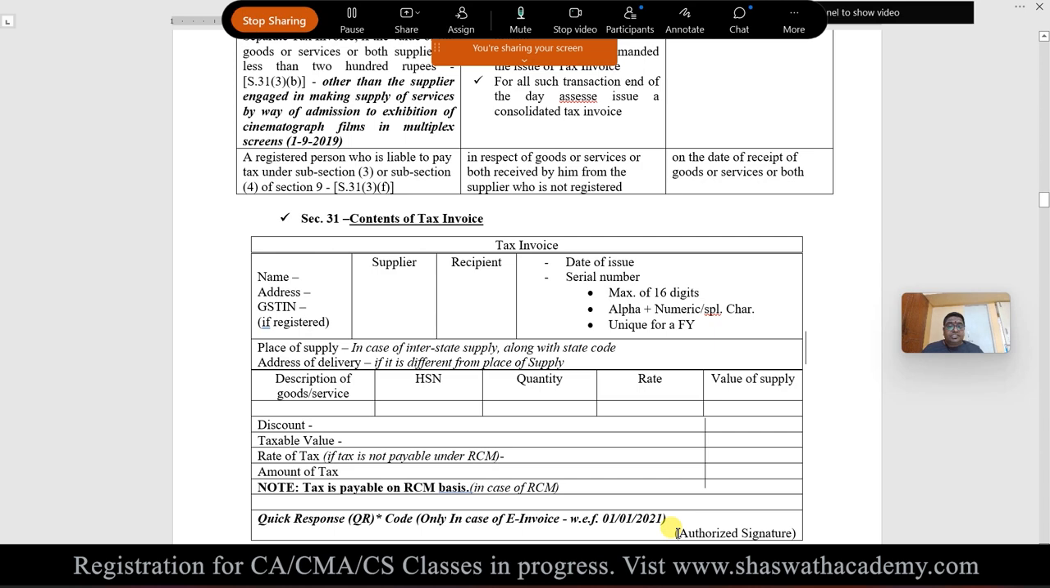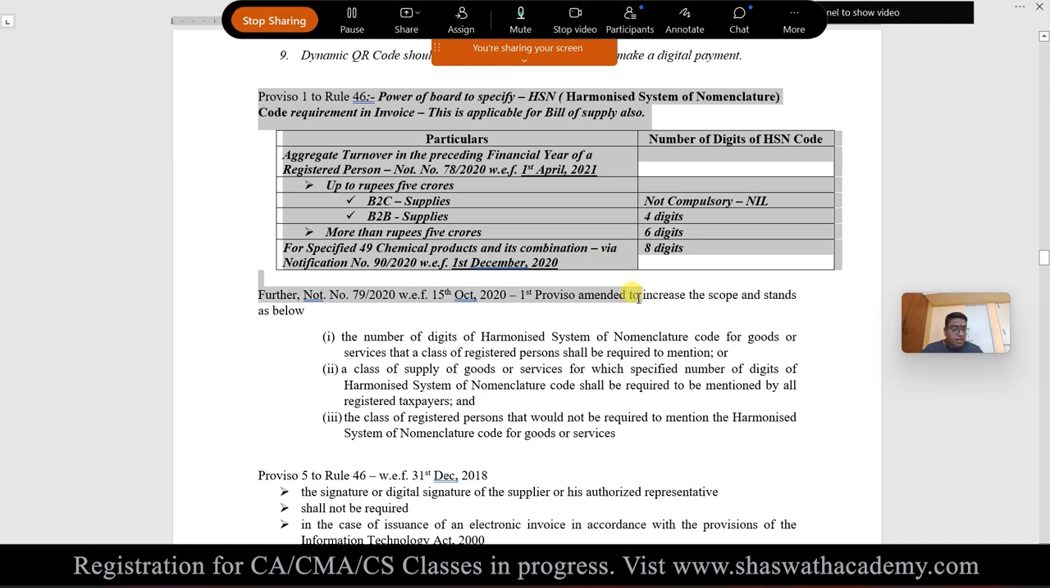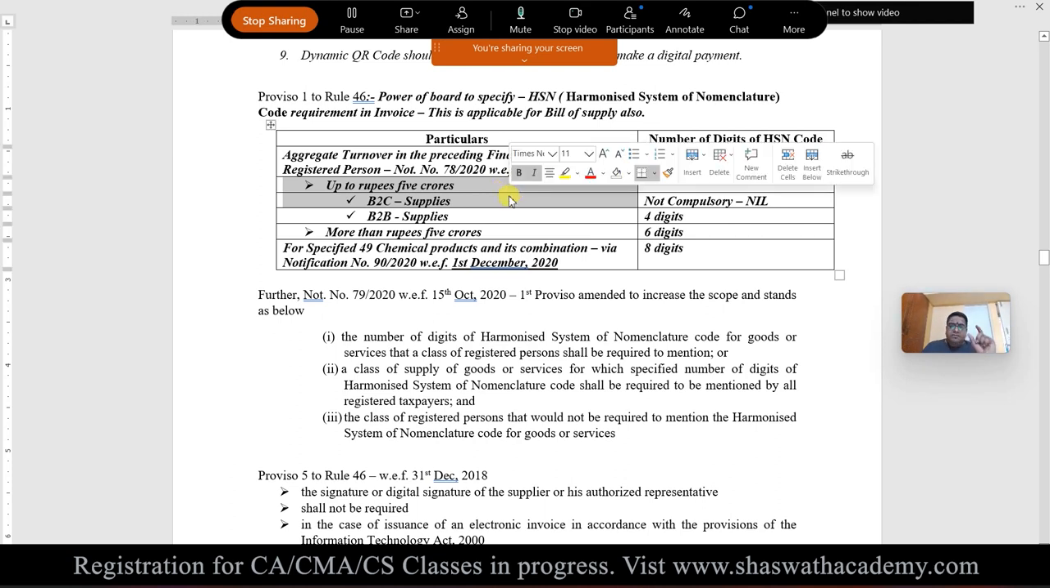Similarly, HSN is a very, very important thing. You may be tested on an MCQ here. Guys, if your turnover is up to 5 crore, in a tax invoice, how much HSN you have to give? See, first understand, HSN is an 8-digit harmonized system of nomenclature. 8-digit numeric code, 8-digit number.